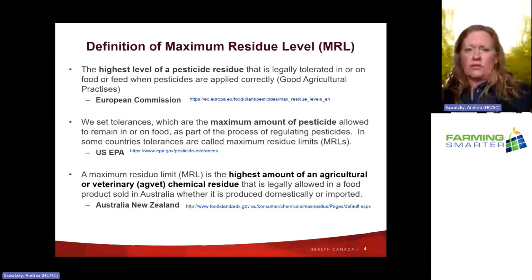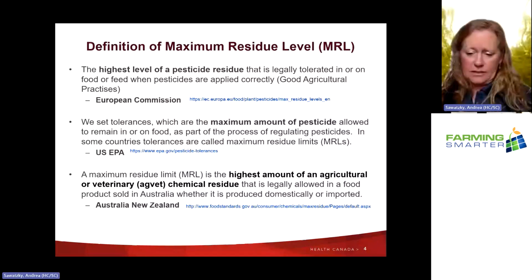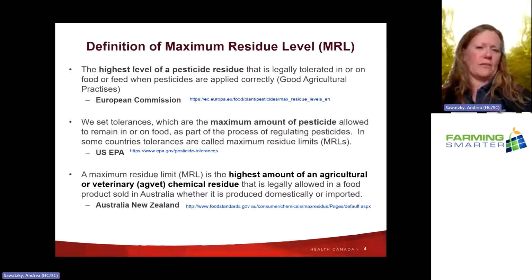So you have the three different countries now here. How does Canada define the maximum residue level or limit?